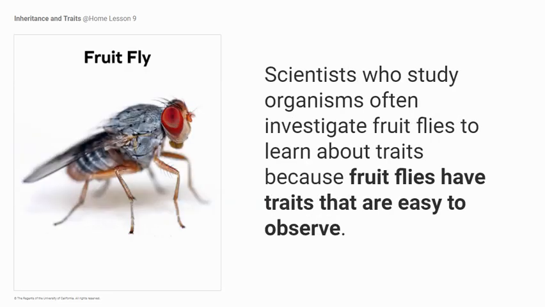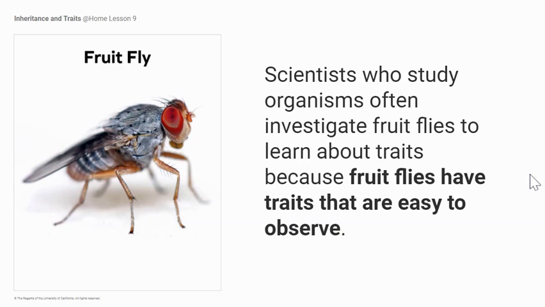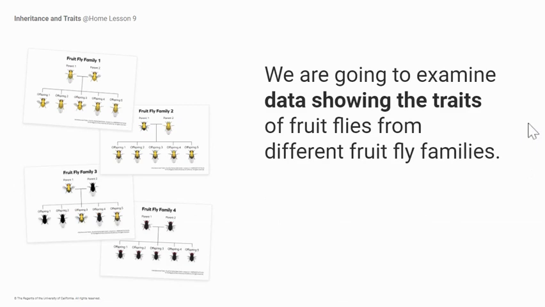So scientists who study organisms often investigate fruit flies to learn about traits because fruit flies have traits that are easy to observe. And on here, if I'm looking just at this one, I can look at the eye color, I can look at the wings, or the shape of the wings, or the shape of the body, their location. I can look at the body color, things like that, in order to better observe them. And we're going to examine data showing the traits of fruit flies from different fruit fly families.